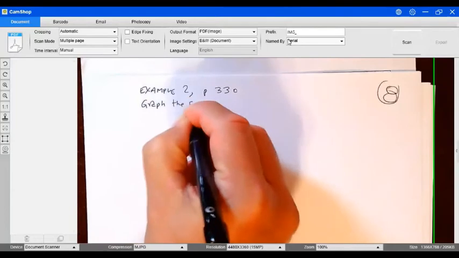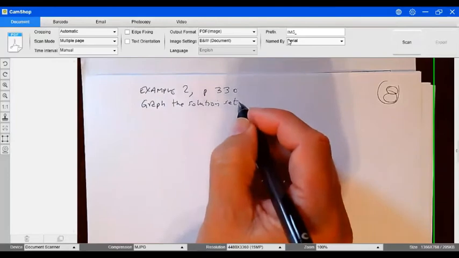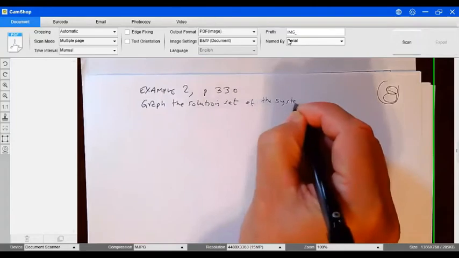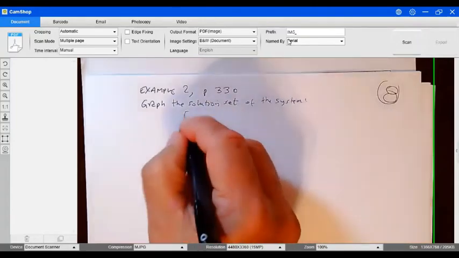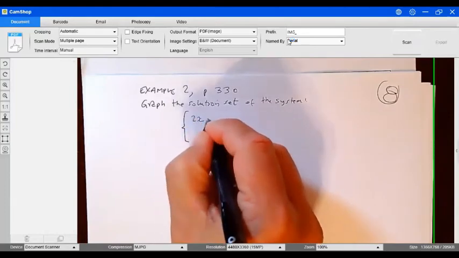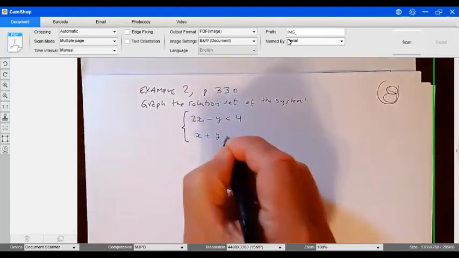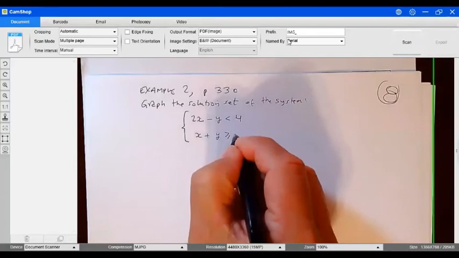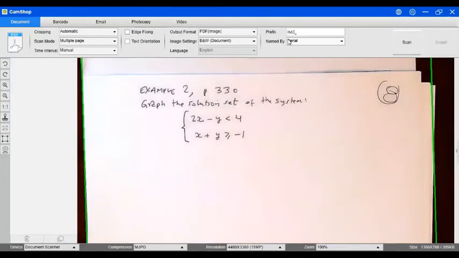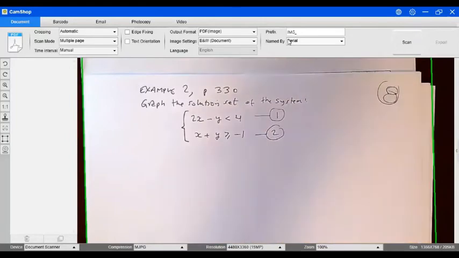Graph the solution set of the system of linear inequalities defined by the following inequalities: 2x minus y less than 4, x plus y greater than or equal to -1. So this is the system of linear inequalities. This is my first inequality. This is my second inequality.